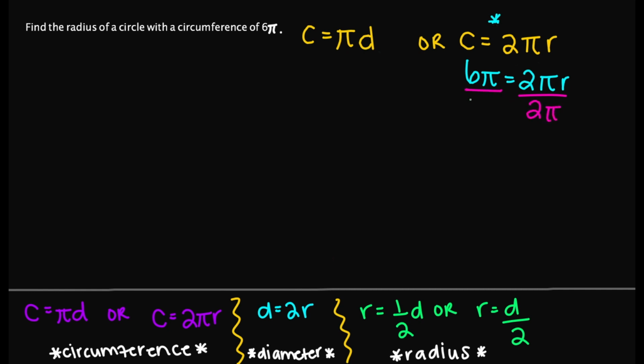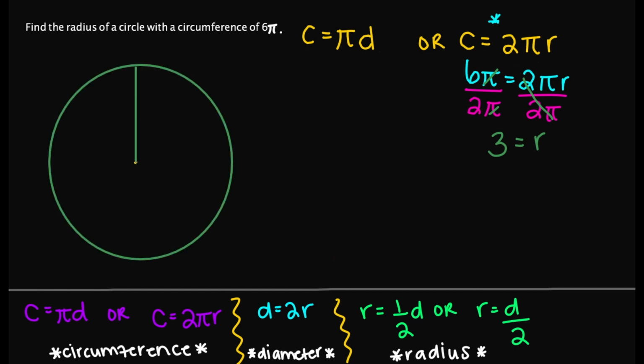radius by itself. So 2 pi here. My 2 pi's here are going to cancel out on my right side. So this is going to equal r for your radius. And then on this side here, my pi's are going to cancel out. And then I have 6 divided by 2. This is going to equal 3. So your radius in this example here is going to equal 3.